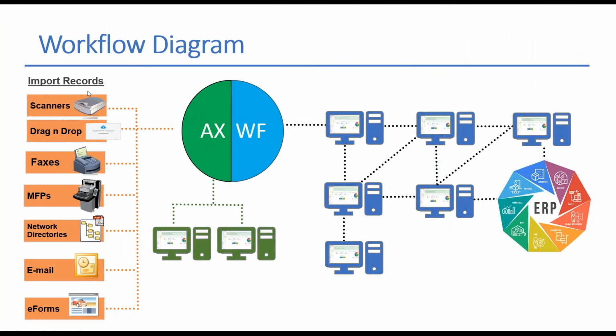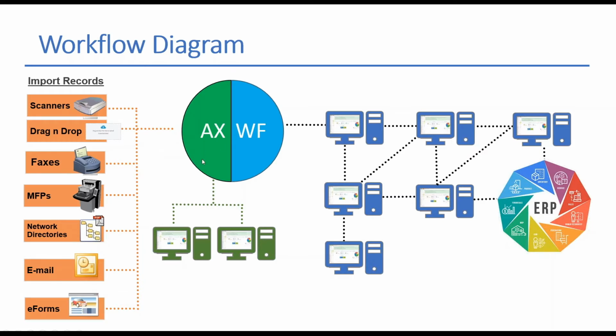So records come in into ApplicationXtender, and they can come in through multiple methods. Could be scanners, dragging and dropping, faxes, multifunctional devices, network directories, emails could be arriving, and eForms. Email is turning out to be bigger and bigger, especially with processing of records. There's also electronic data interchange, which I will talk a bit about how that could work for you.